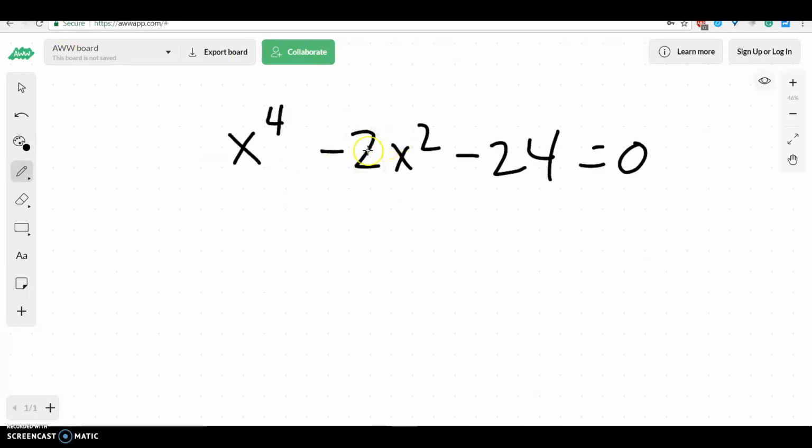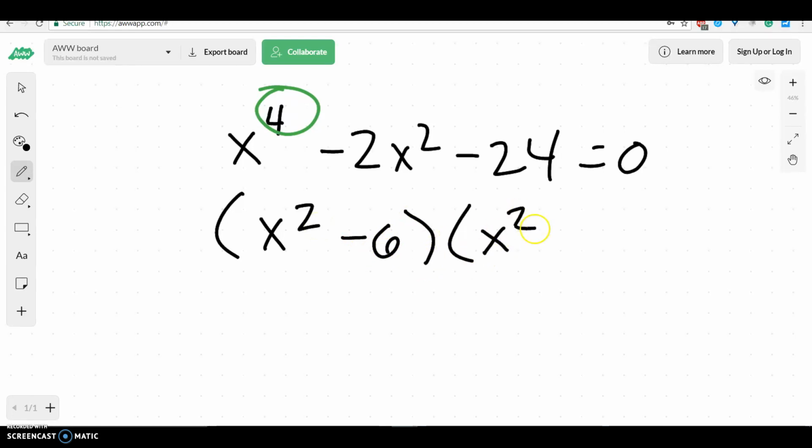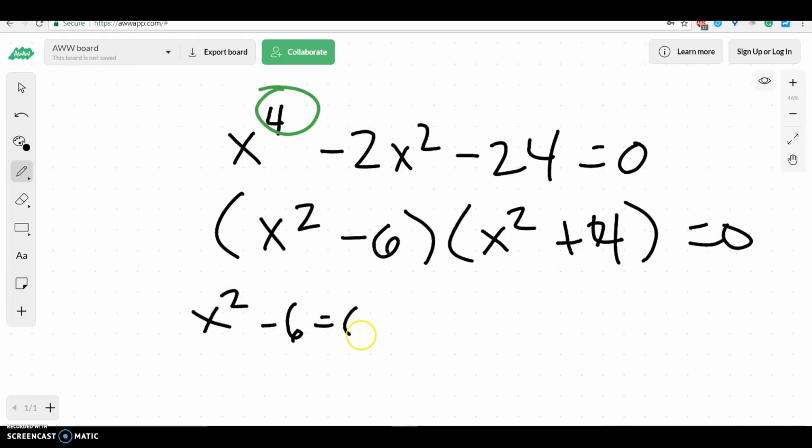Okay, so here we go. With this, now we're going to find its factors. If you notice on this one, we should have four answers. If I was going to factor this, it would break down to x squared minus 6 and x squared plus 4, because negative 6 times 4 equals negative 24, and negative 6 plus 4 equals negative 2. Now again, we want to make these things equal 0. So we'll have x squared minus 6 equals 0, and x squared plus 4 equals 0.